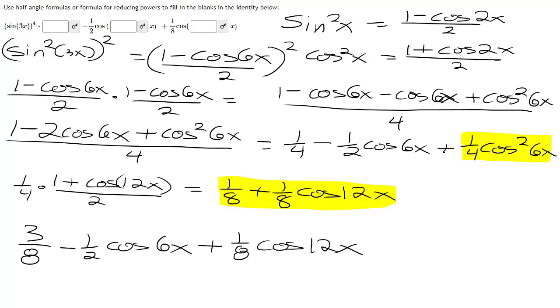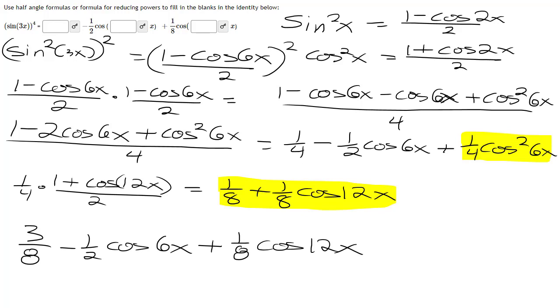That's it. We're pretty much done, and you can see up here that that's all they were looking for, because our coefficients are matching. We've got the negative 1/2 here, so this is just going to be cosine of 6x. And we've got the 1/8 here, so this is just going to be cosine of 12x. And then this blank here is where the 3/8 goes.